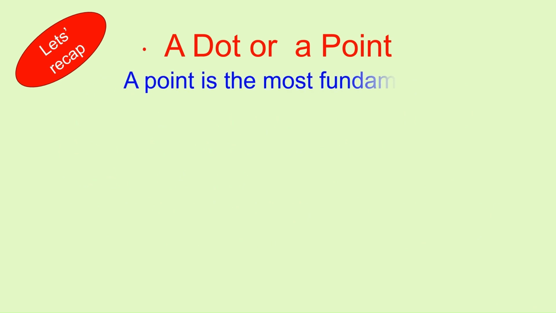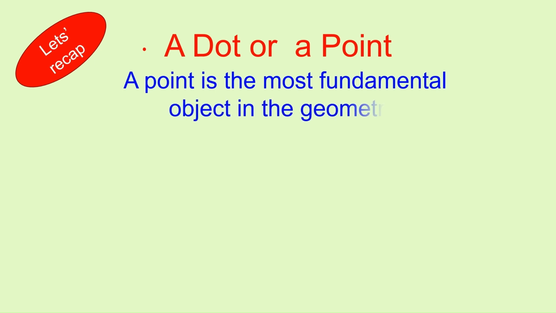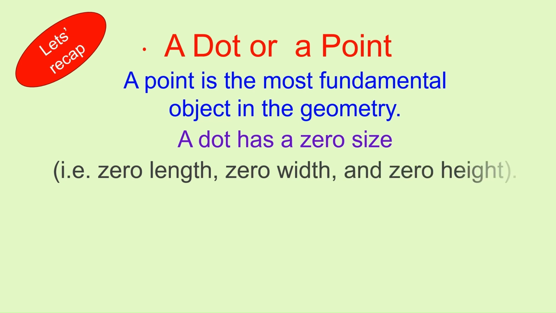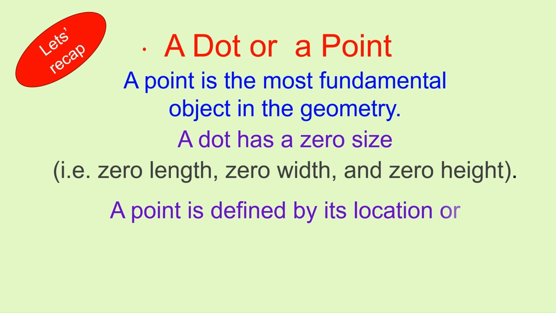Let's recap. A dot or a point. A point is the most fundamental object in geometry. A dot has a 0 size, that is, 0 length, 0 width, and 0 height. A point is defined by its location or a place in a space.